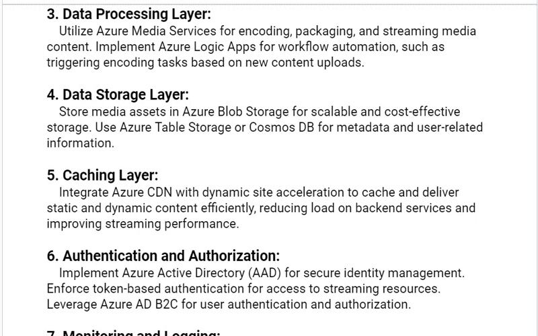Our sixth solution is authentication and authorization. Implement Azure Active Directory, AAD, for secure identity management. Enforce token-based authentication for access to streaming resources. Leverage Azure AD B2C for user authentication and authorization.